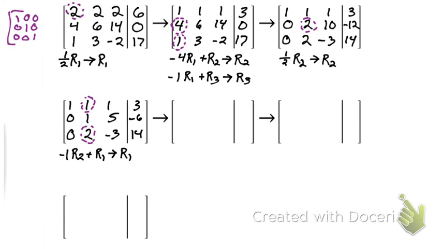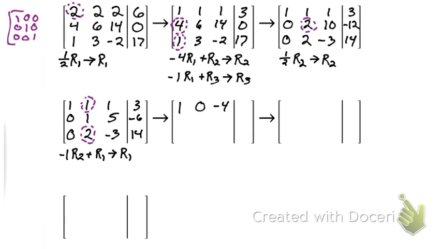Negative 1 times 0 plus 1 is still 1. That should always remain the same. Then we have negative 1 times 1 is negative 1, plus 1 is 0. Negative 1 times 5 is negative 5, plus 1 is a negative 4.